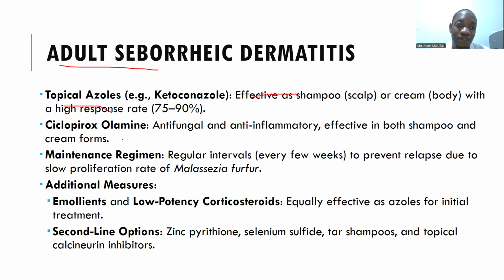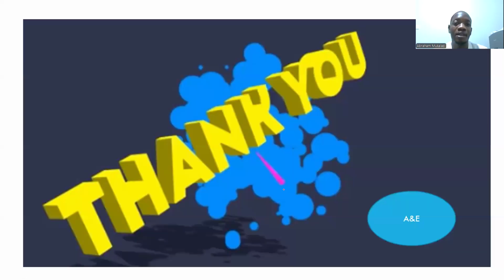But in cases where it is very resistant, you can use low potency corticosteroids to try and calm down the inflammation. So in the second line, you have the pyrithione, you have selenium sulfide, you can have potash shampoo as well as the topical calcineurin inhibitors like tacrolimus and pimecrolimus. So that's the management approach in seborrheic dermatitis.